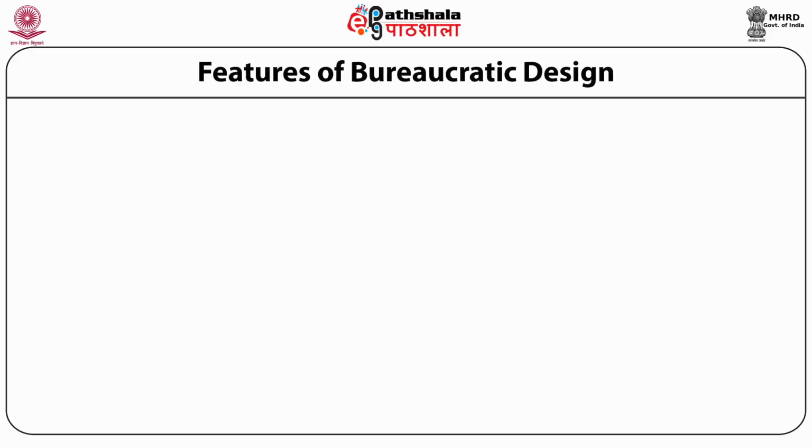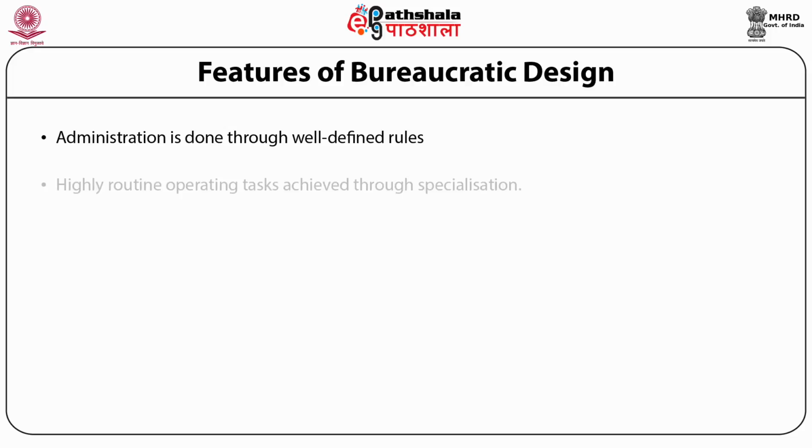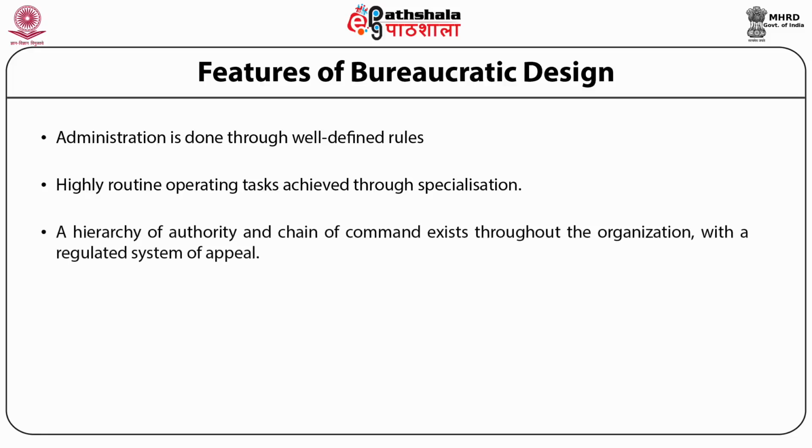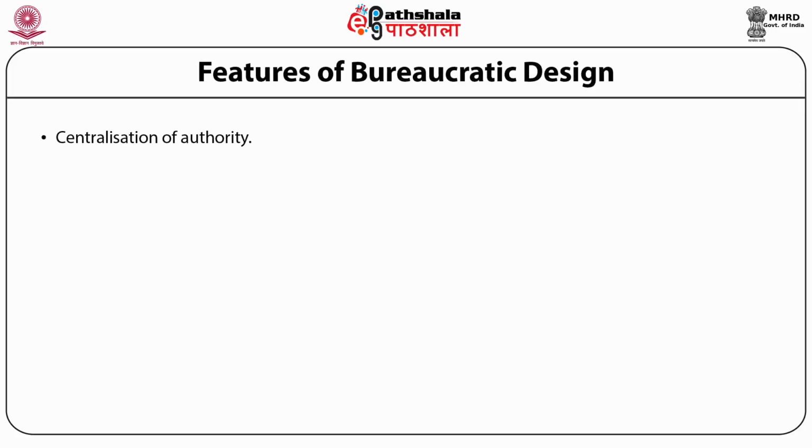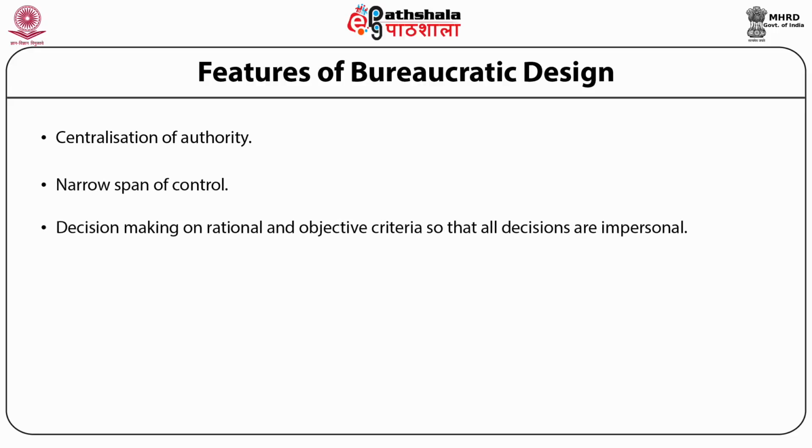The features of the bureaucratic design are that administration is done through well-defined rules. Highly routine operating tasks are achieved through specialization. A hierarchy of authority and chain of command exists throughout the organization with a regulated system of appeal. Very formalized rules and regulations. Assignment of activities to individuals is done as a fixed duty. Grouping of tasks into functional departments, centralization of authority, narrow span of control, decision making on rational and objective criteria so that all decisions are impersonal.